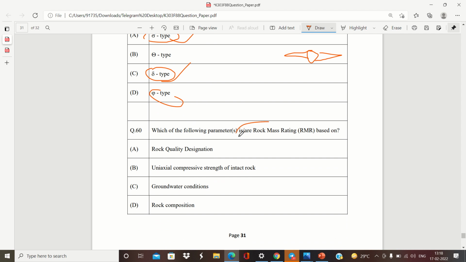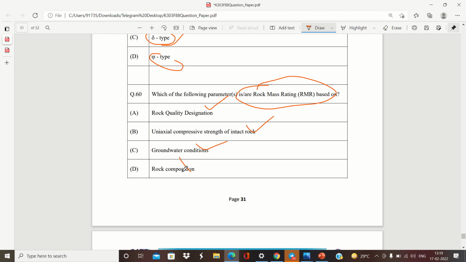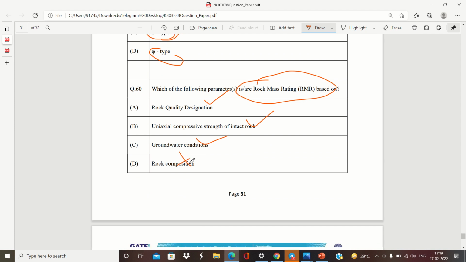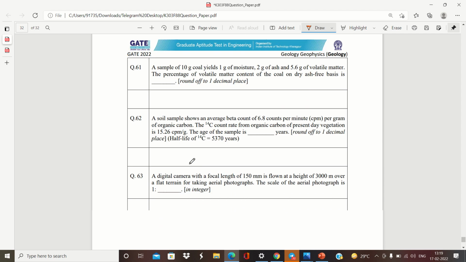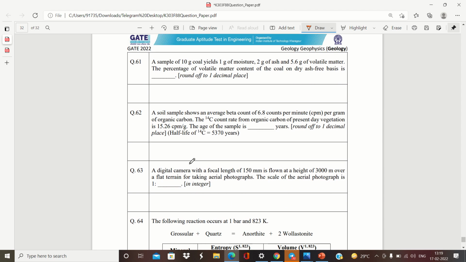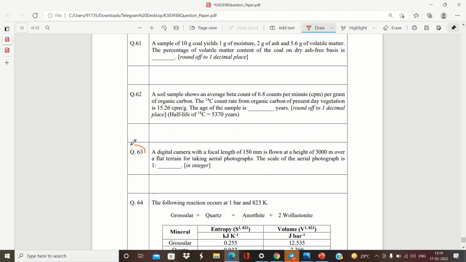Then which of the following parameters are used in the RMR, that is rock mass rating? So RQD, UCS and groundwater conditions, these three are used in the rock mass rating, not the rock composition. Okay. Then there are again numericals. So I will use a separate video for these numericals because they will take a long time. But 63 is a short numerical, so I will see here because video is getting longer. It is almost half hour.